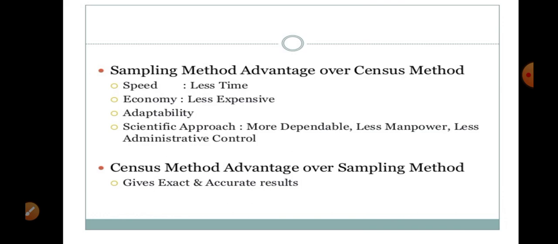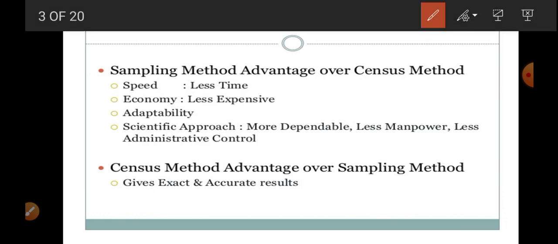Now, what is the benefit of using the sample method over the census method? Why do people use the sample method in place of census? Because we can conduct our inquiry speedily. It takes less time. Economy: because you have to connect few people, it requires less effort, less money expenditure. Adaptability: you can make any changes because you have to connect only a few people.